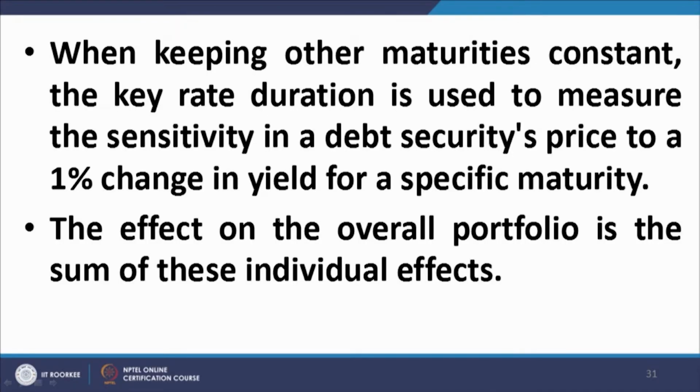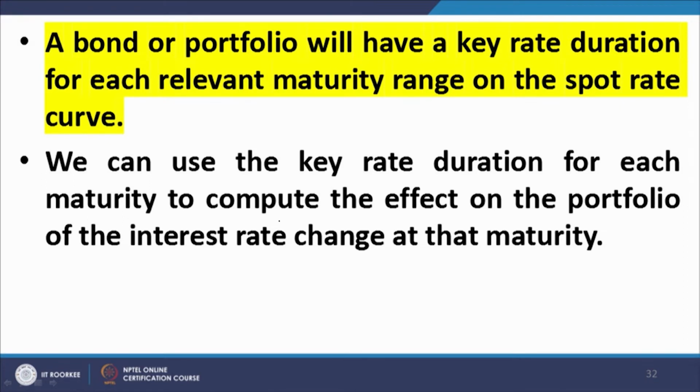So, let me read it out again. When keeping other maturities constant, the key rate duration is used to measure the sensitivity of a debt security's price to a 1% change in the yield for that specific security. A bond or portfolio will have a key rate duration for each relevant maturity range on the spot rate curve, because different spot rates would be used for discounting the cash flows that occur at different points in time. The cash flow at t equal to 1 will need to be discounted at S01, the cash flow at t equal to 2 will need to be discounted at S02 and so on.